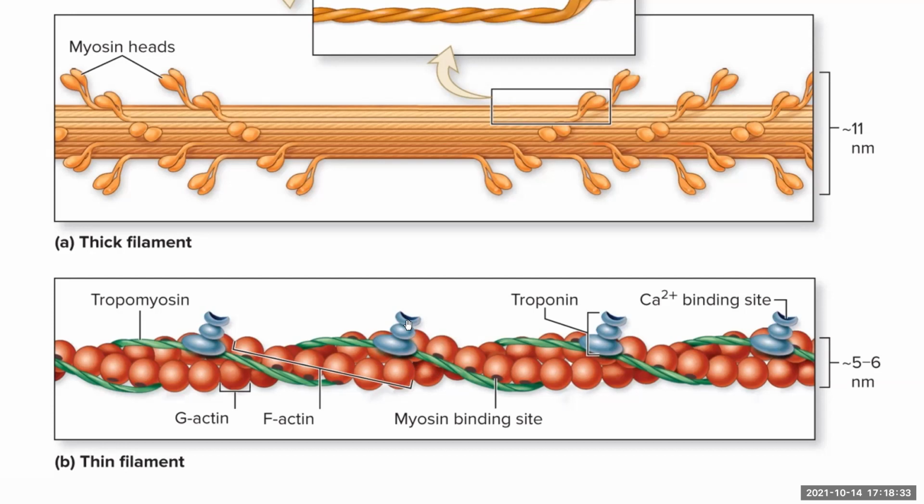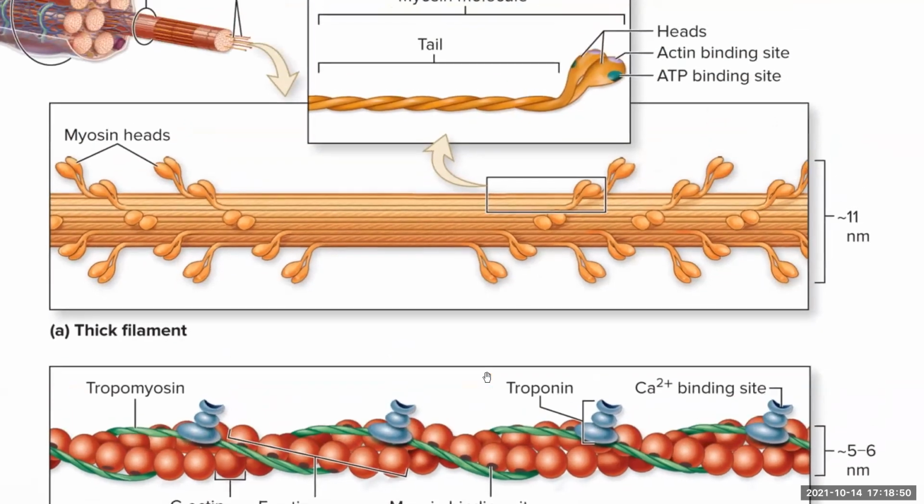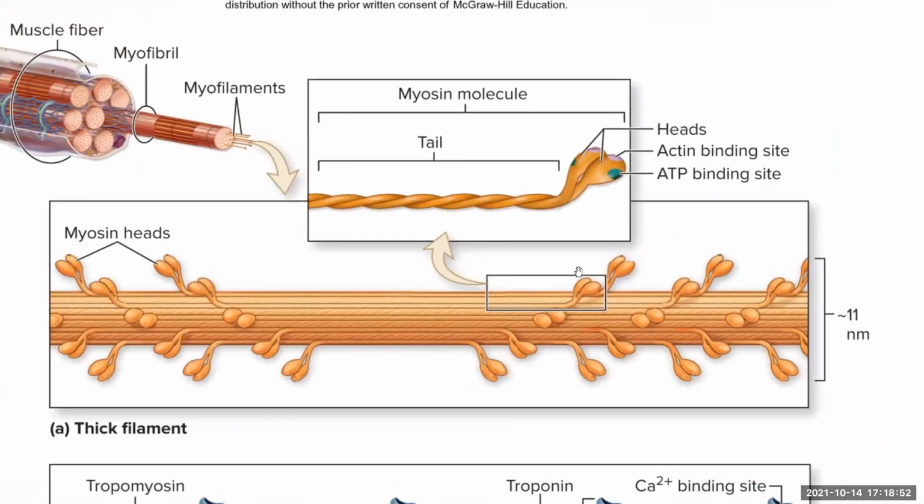So what will happen is calcium will come on. It'll sit on the calcium binding site of troponin. That triggers troponin and tropomyosin to shift away from the myosin binding site. That myosin binding site now is exposed, and that allows our thick filament here, myosin, to attach onto the actin with one of the globular heads here. And that's what we'll see.